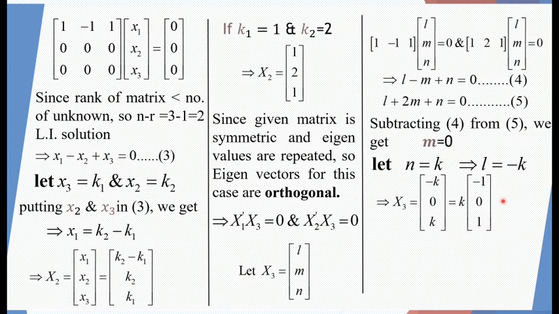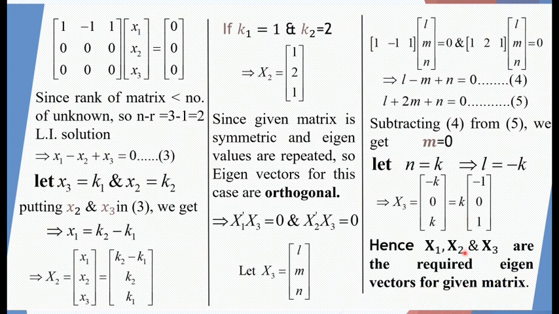So this is the main difference here. If the matrix is symmetric and the eigenvalues are repeated, then the repeated eigenvector can be calculated from the orthogonal property. We cannot get it directly, but this X3 can be obtained directly from here. If we put k2 equals 0 and k1 equals 1, then the same eigenvector exists. So this is only for verification, but you have to apply this orthogonal property here. So X1, X2 and X3 which arise in this particular problem are the required eigenvectors for the given matrix.